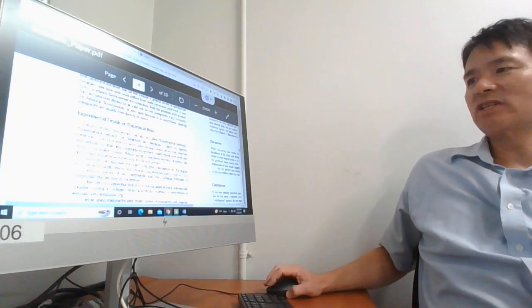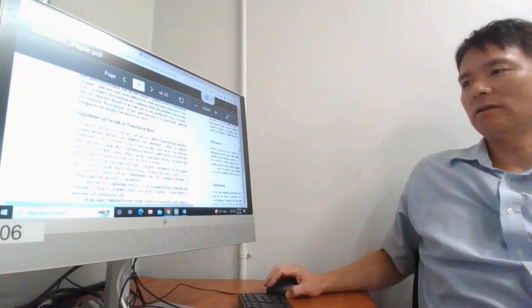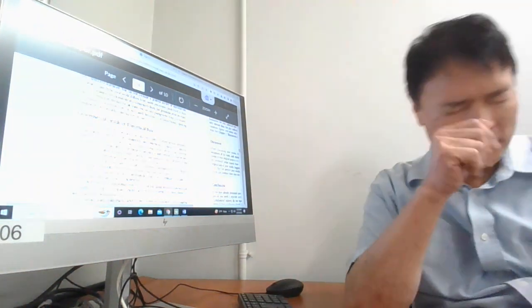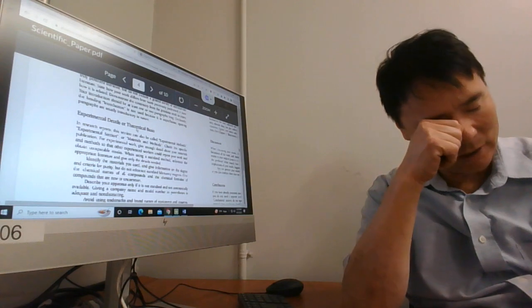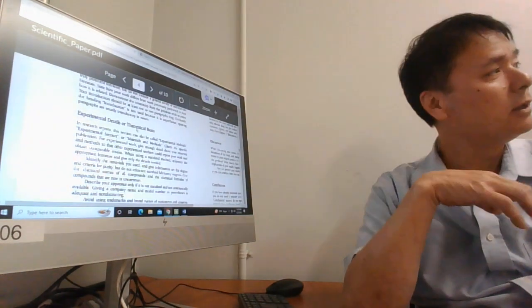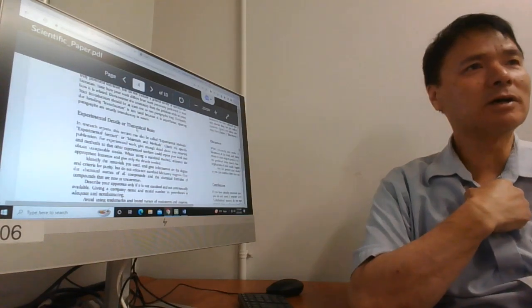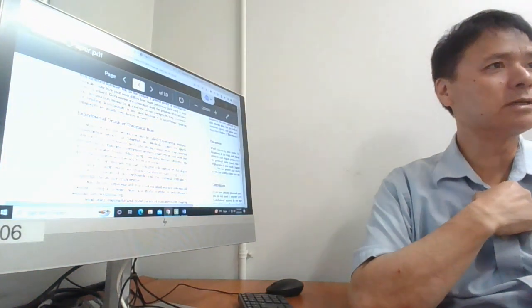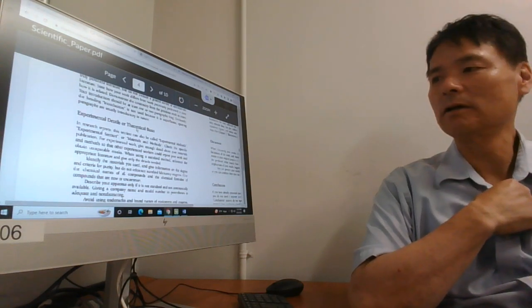Then we're going to go to experimental details. This is called experimental details. If it's a theoretical paper, then it's the theoretical basis. Theoreticians don't do experimental work in the lab. They do work on the computer, and so they'd be talking about the computational basis. What are the equations? Where do the equations come from for their work?